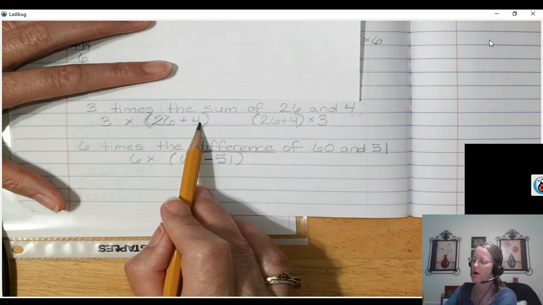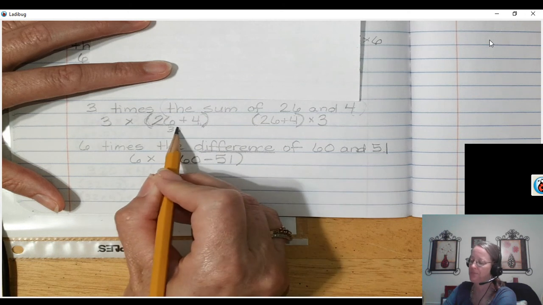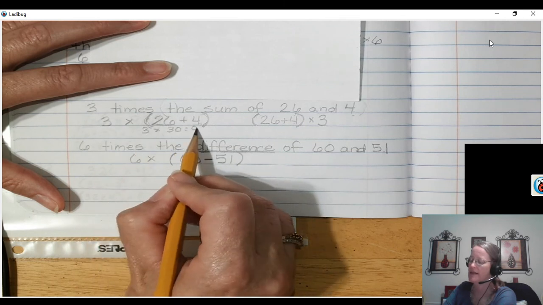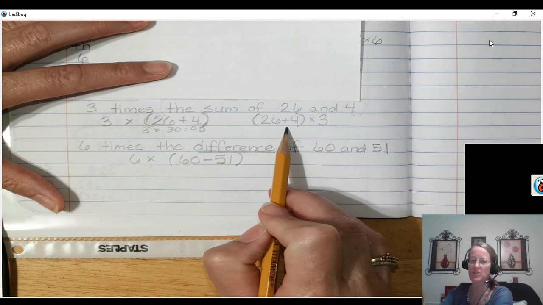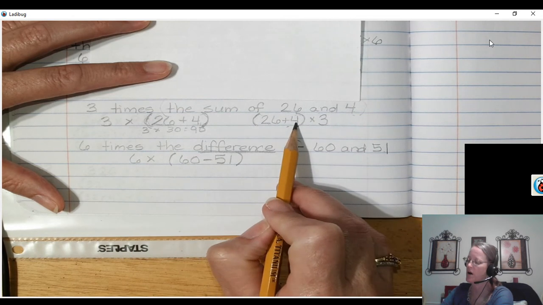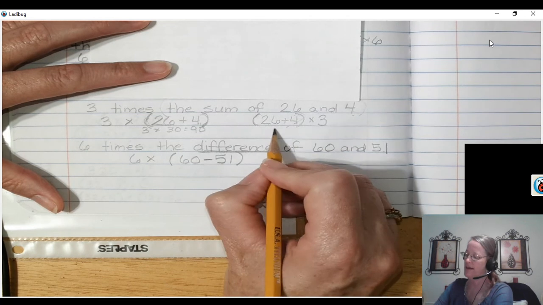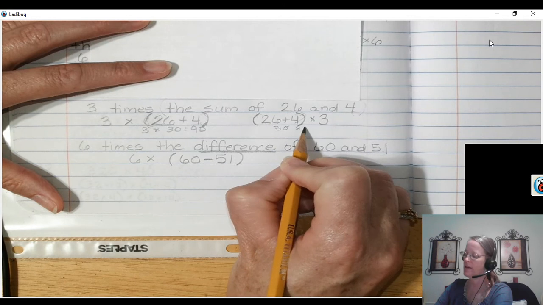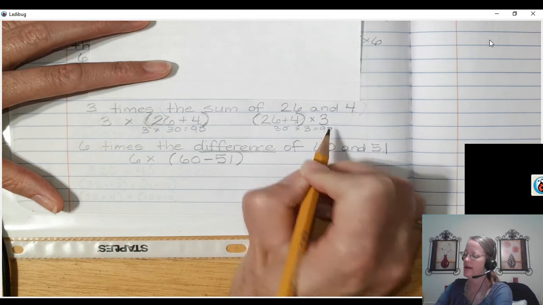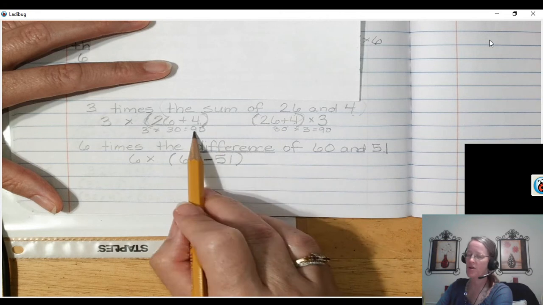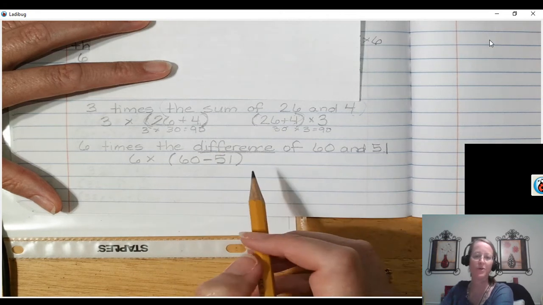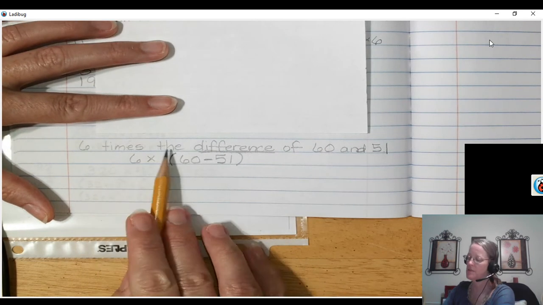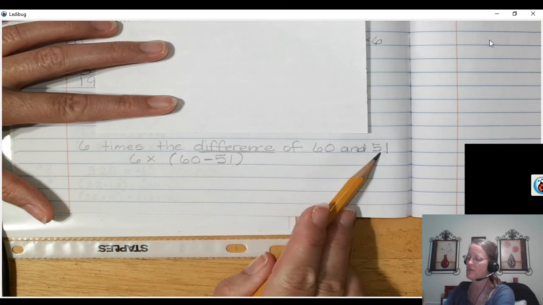26 plus 4 is 30, and 3 times 30 is 90. Look at this expression. 26 plus 4, I would solve that first, and that equals 30. And 30 times 3 is 90. Those expressions are equivalent. They are the same. They are equal. The same goes for this phrase, 6 times the difference of 60 and 51.